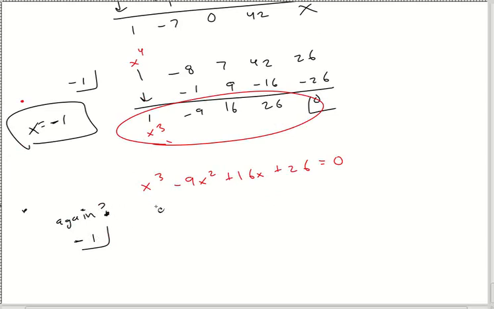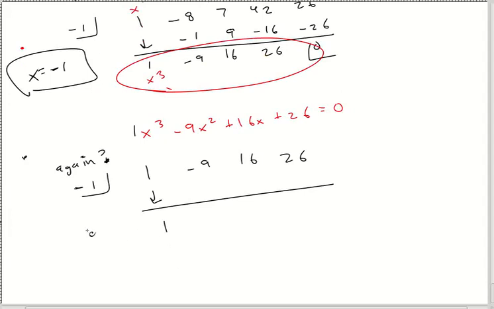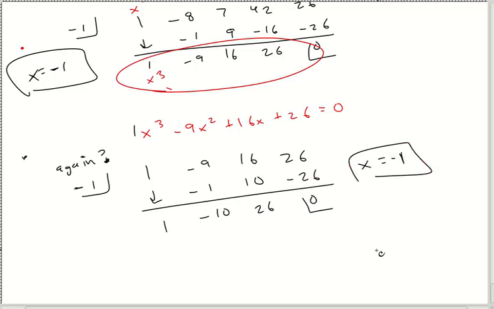Why are we trying it again? And again with the new numbers: 1, -9, 16, 26. Why -1 again? The reason why is because it could work. Boom! See, it did. It happened again. What does that mean? If you have 2 of them, you actually have a multiplicity of 2.